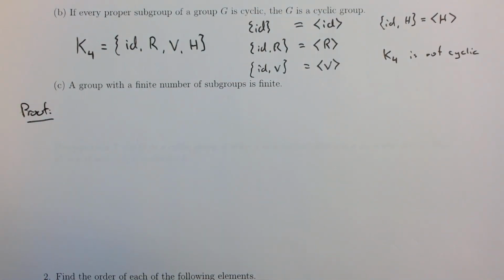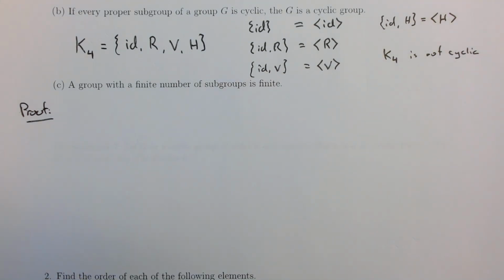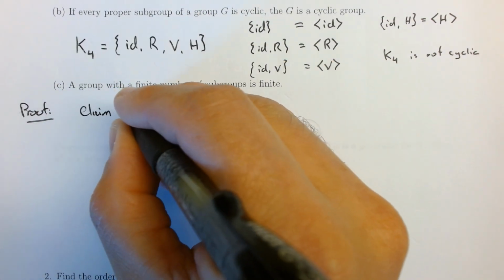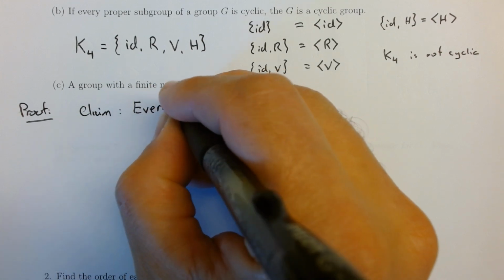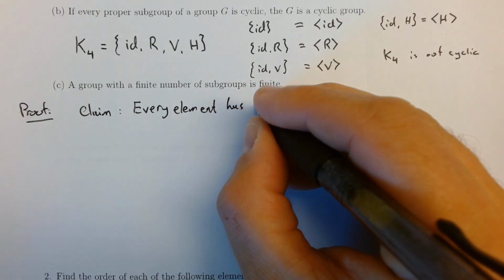So what we need first is a little claim that if we have this case where you have a finite number of subgroups, then every element must have finite order. So we'll start with this little claim that every element has finite order.